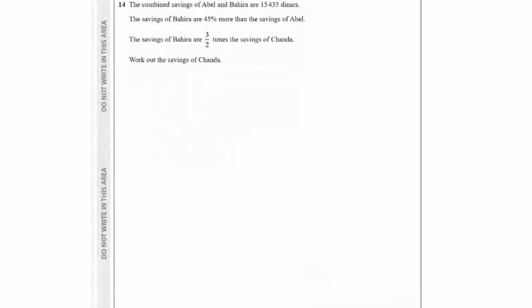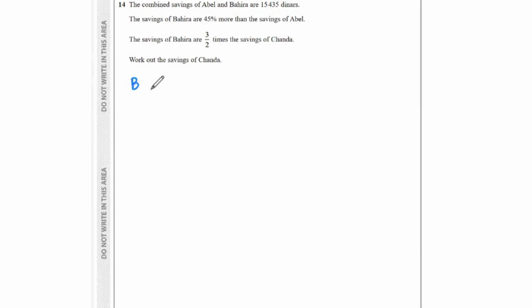Question 14 is 5 marks. It says that the combined savings of Abel and Bahira are 15,435 dinars. The savings of Bahira is 3/2 times the savings of Chanda. Work out the savings of Chanda. So we have 3 people, and they have told us that the combined savings for Abel and Bahira are 15,435 dinars.